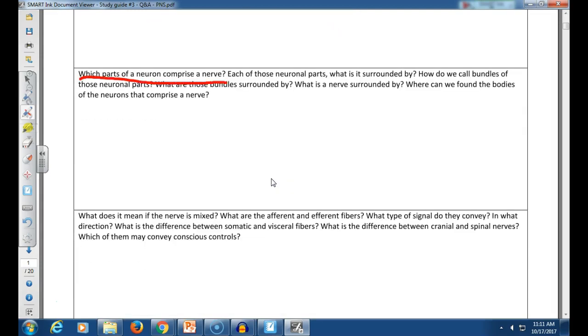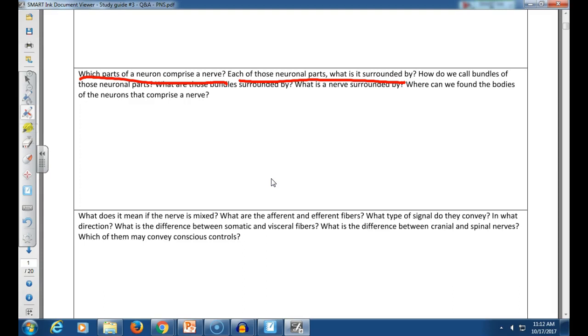Well, axons, know those: epineurium, perineurium, endoneurium. Please know them anatomically. If you see the picture that we had in the lecture of a nerve, you have to be able to tell apart epineurium, perineurium, and endoneurium. Does that make sense?